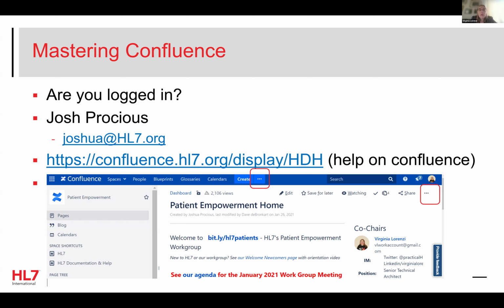And then Josh Procious on the HL7 staff knows everything about Confluence. If you have no clue and can't figure it out, you reach out to Josh.